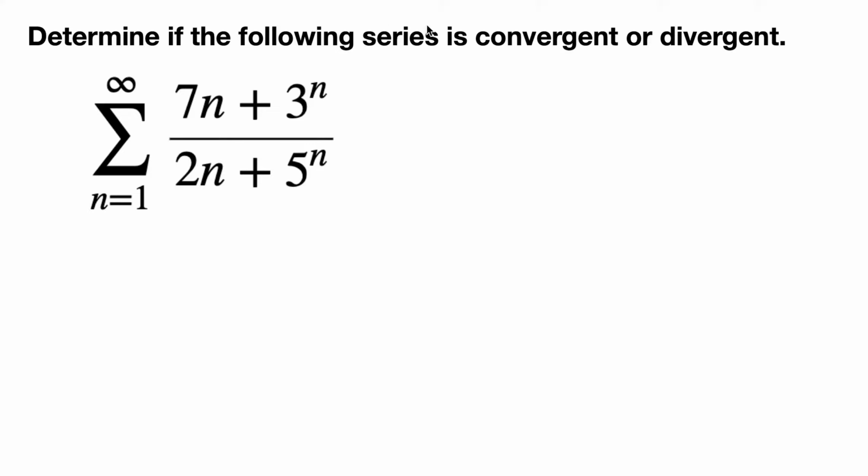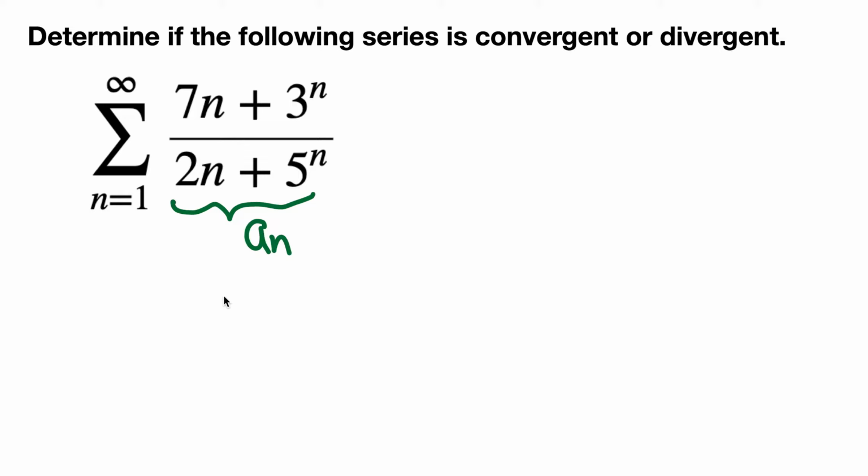Determine if the following series is convergent or divergent. So we have the sum of (7^n + 3^n) over (2^n + 5^n), where n runs from 1 through infinity. This is our given series, and the general term is a_n.